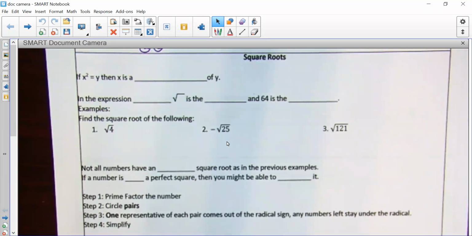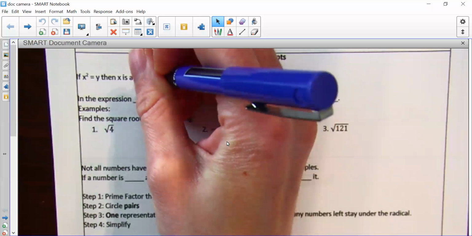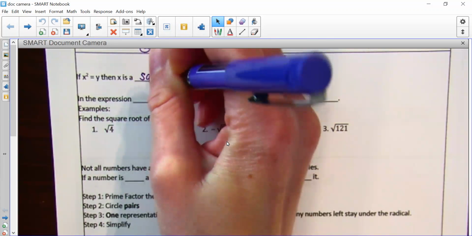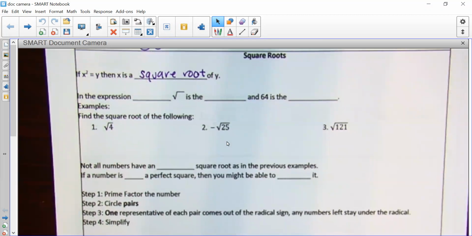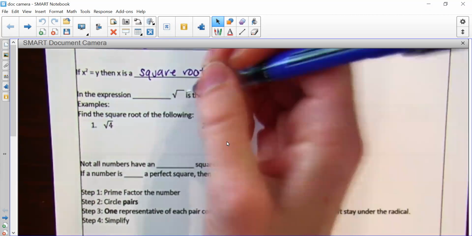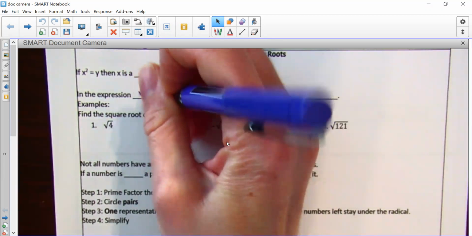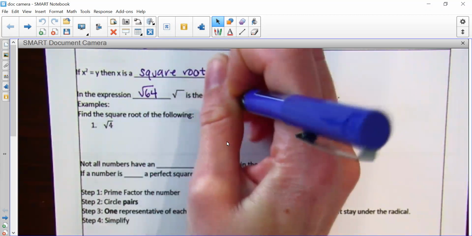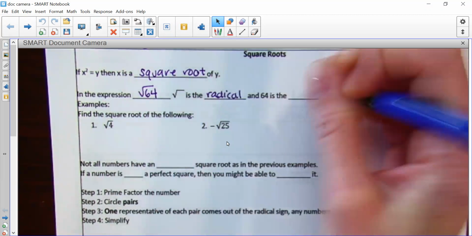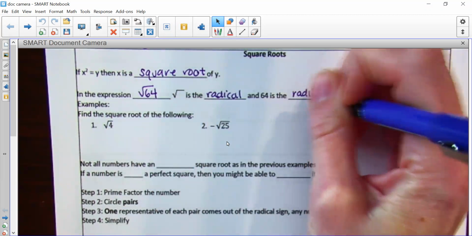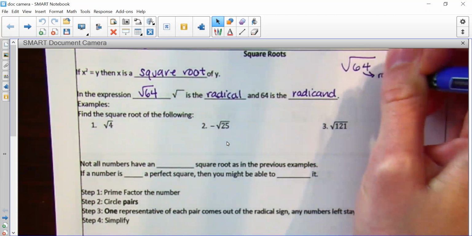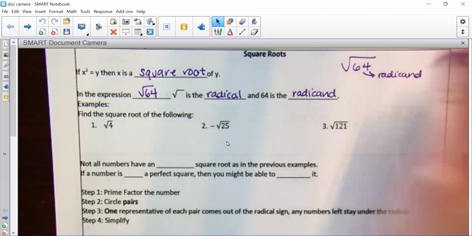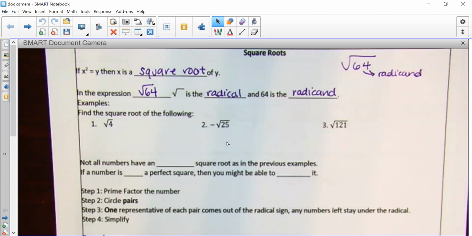For square roots, the technical definition is: if x squared equals y, then we say x is a square root of y. If you were to look up square roots in a math textbook, this is what you would see. In the expression the square root of 64, the square root symbol is the radical, and 64 is the radicand. So the number underneath is the radicand. We'll be using that vocabulary throughout, so you want to be familiar with it.